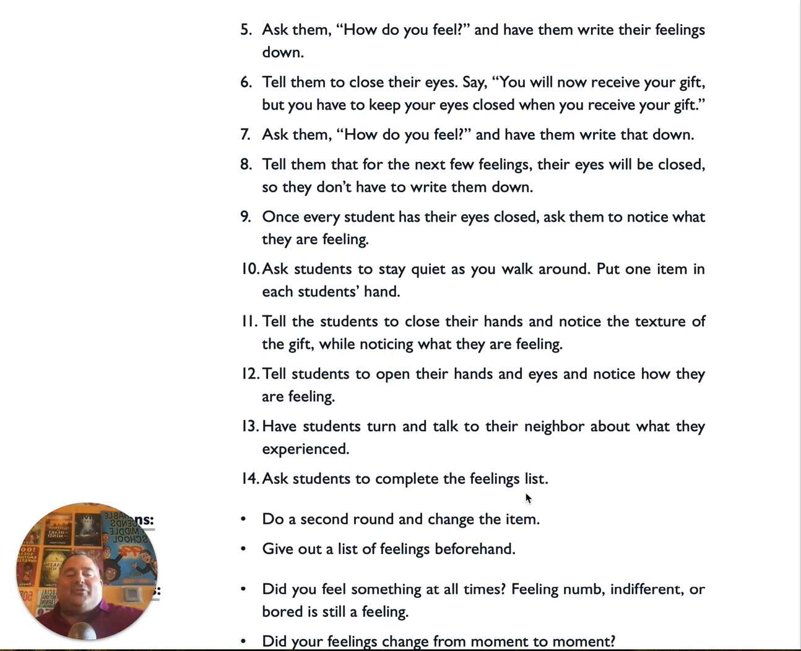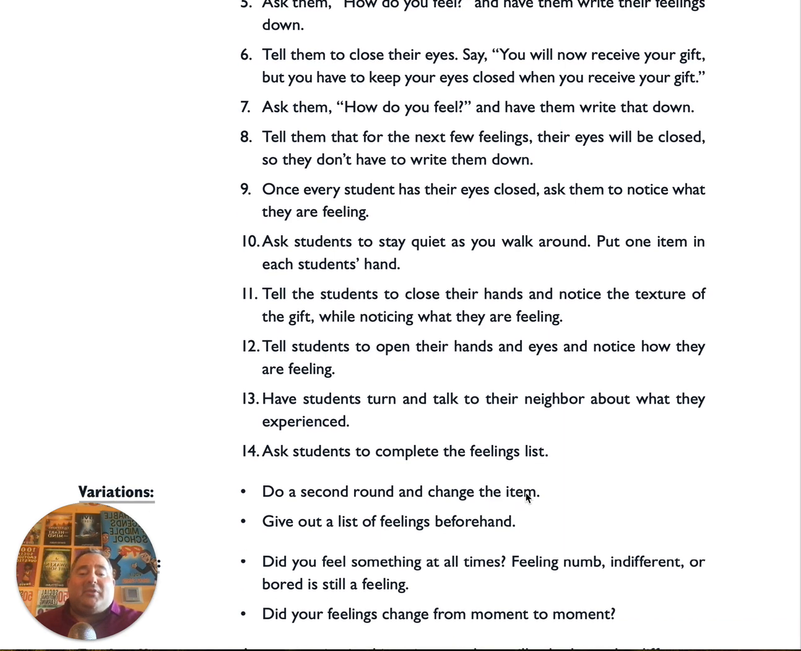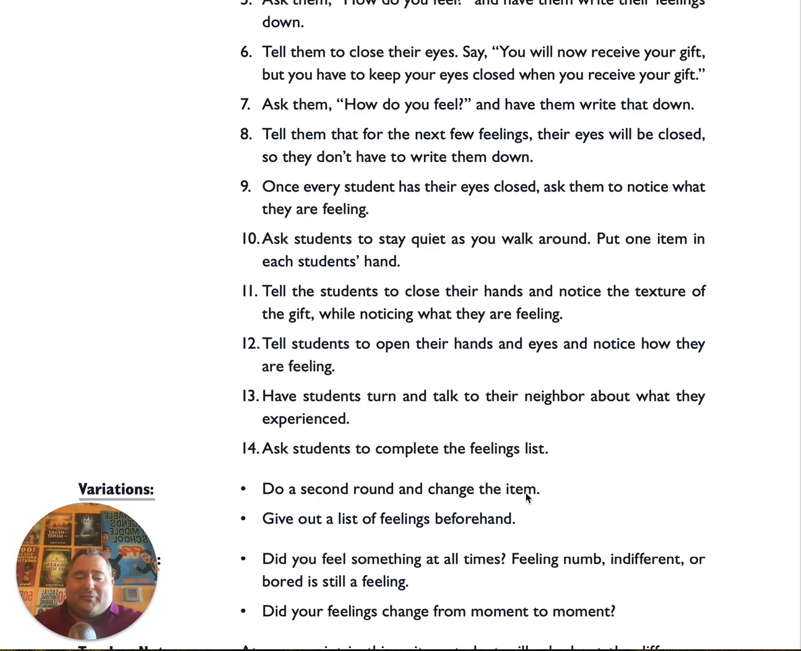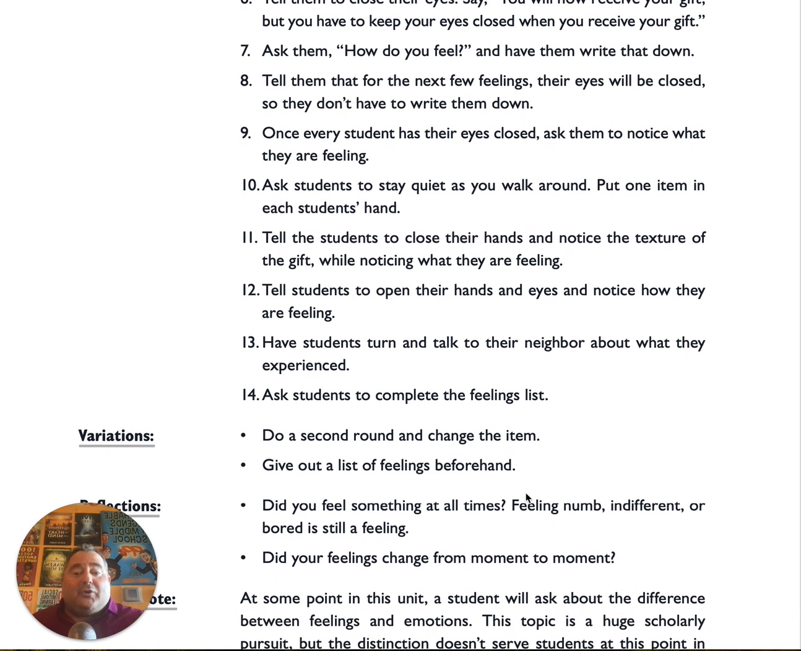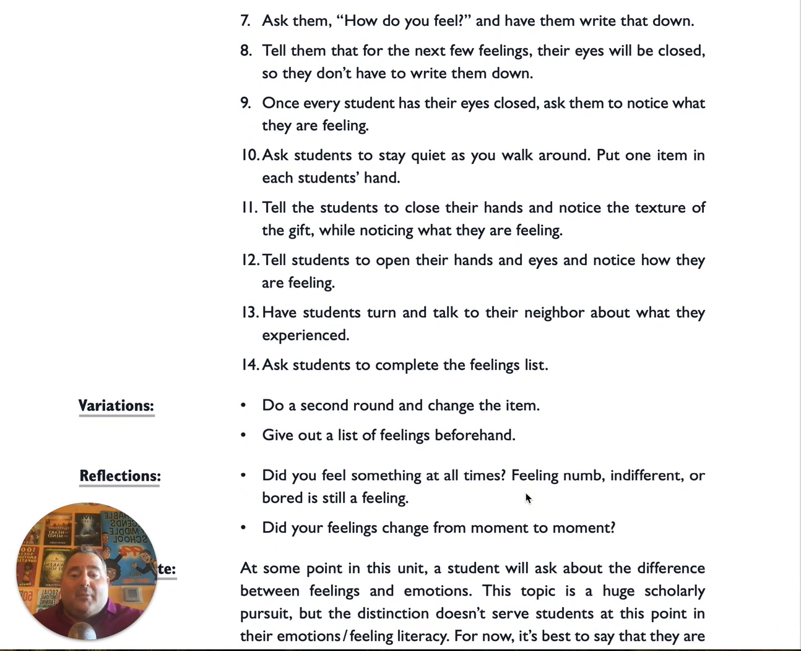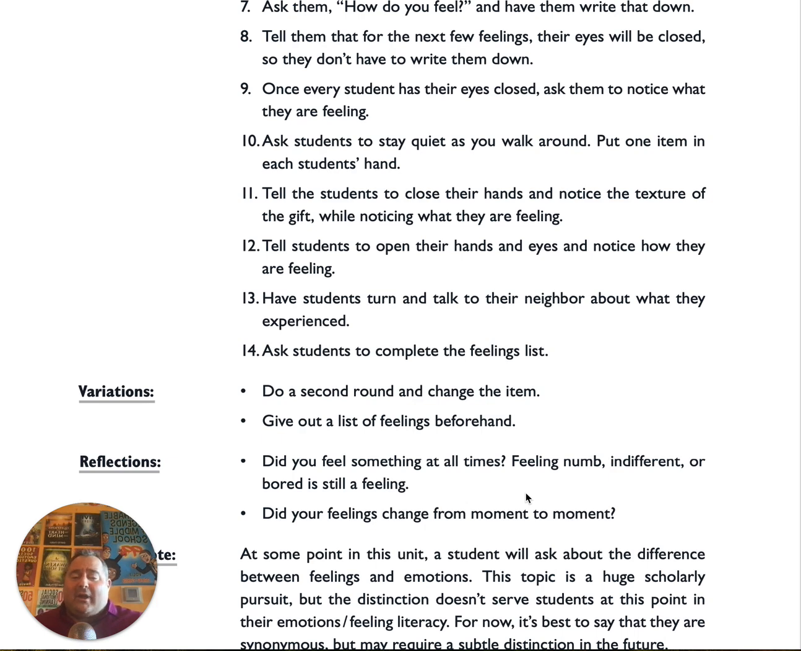Have students turn and talk to a neighbor about what they experienced at the different moments, and ask students to complete the feelings list, what they felt at the different points. All right. And at this point, there's a clear reflection. Most students will have a range of emotions, and that's the point of this. You're just noticing feelings. The feelings are natural. You can do a second round and change the item. You could also give a list of feelings beforehand, and that is in the PDF download.